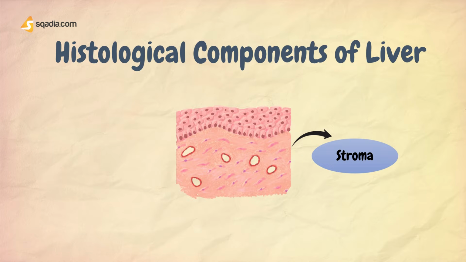The other one is the parenchyma, which comprises all tissues conducting specific functions, and they are mainly represented by a major portion of hepatocytes and other cells, as we have studied before. To remember these 2 major divisions of the liver, we can use a mnemonic SP. Now we will learn the details of these histological components.